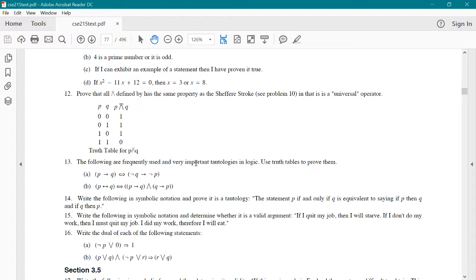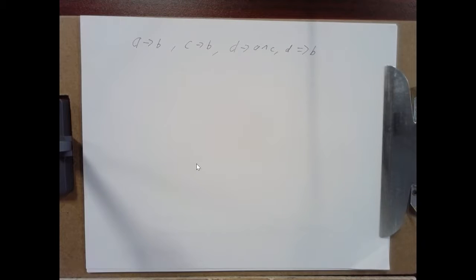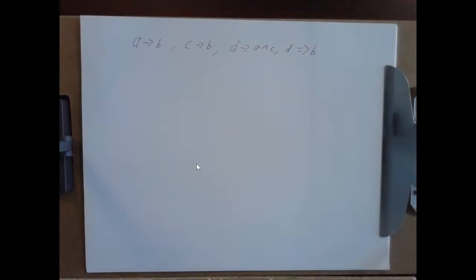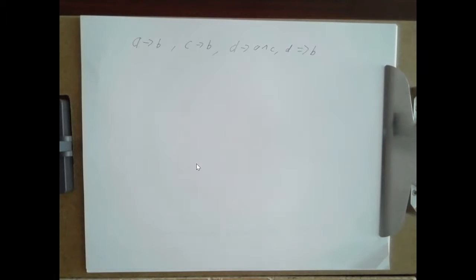D arrow A and C. So all of this gives B? Okay. So like that. I'm just going to leave the lights off. I'm in a mood. So A implies B, C implies B, D implies A and C, and D, and all of that together implies B.